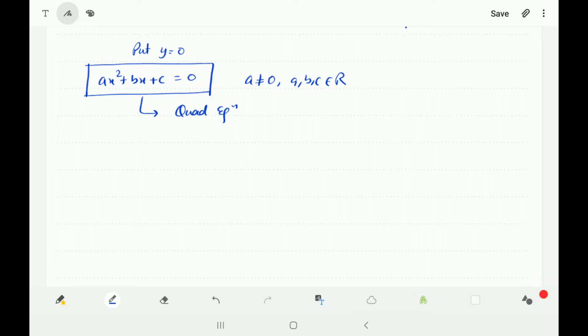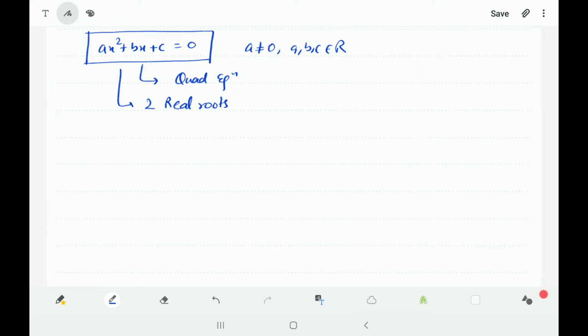Now the next step in this is we have to find the roots of this equation. As you know, the degree of this equation is 2, so it will have a maximum of 2 real roots. Now we are interested to find out the roots of this equation. Let's say I say that ax square plus bx plus c can be written as a times x minus alpha into x minus beta. So it means alpha, beta are roots of this equation.